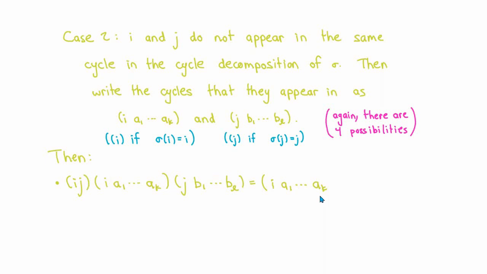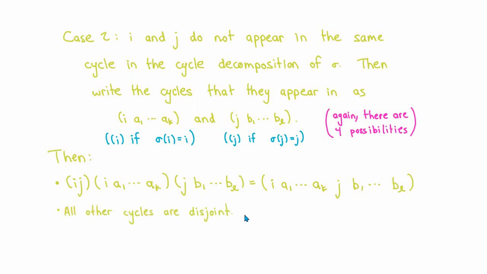So that's not the end of the cycle here, because the net effect is that ak maps to j, so the cycle keeps going. Well, now j maps to b1, which is fixed by both of the permutations on the left, so the net effect is that j maps to b1, and then b1 maps to b2, and so on, all the way down to b(l-1), which maps to bl. And then bl maps to j, which is fixed by the second cycle here, and fed into the transposition on the left, which maps it back to i. So the net effect is that bl maps back to i, which means that we end up with a single cycle on the right-hand side.